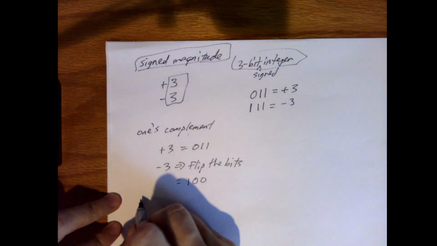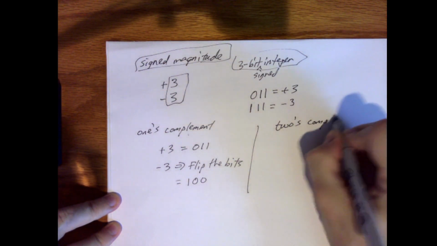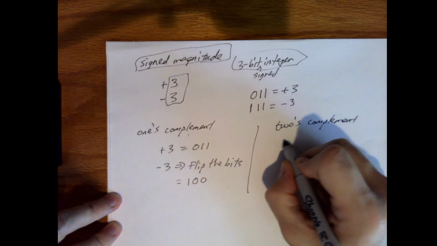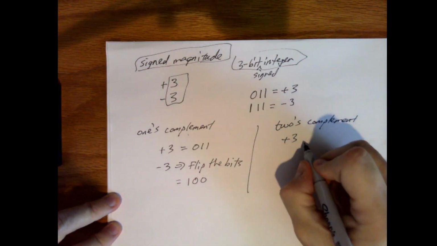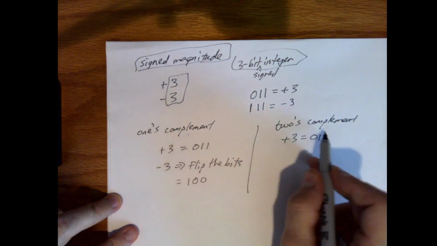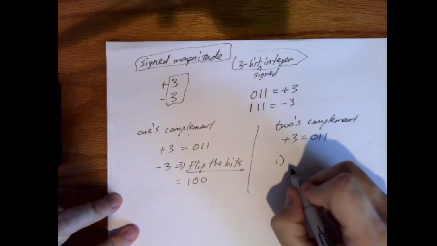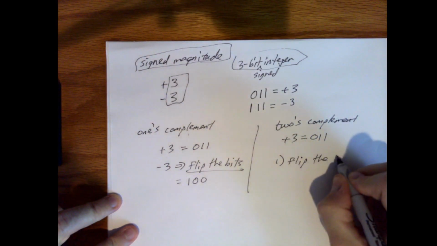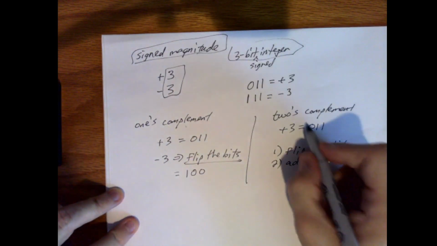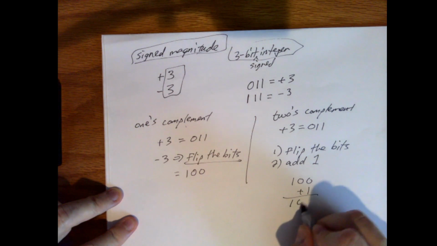And then finally for 2's complement, the non-negative numbers, once again, are represented the same way. But to get 2's complement, first I perform the operation to get the 1's complement value. That is, I flip the bits. So this is a two-step process. Flip the bits, then add 1. So flipping the bits will give me 1, 0, 0, and I add 1 to that, and I get 1, 0, 1.